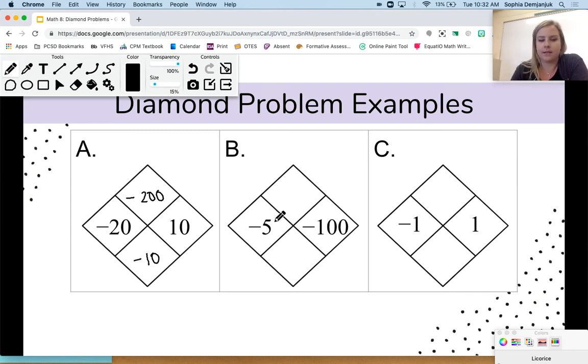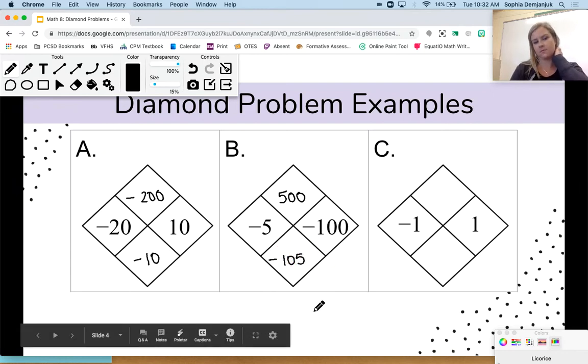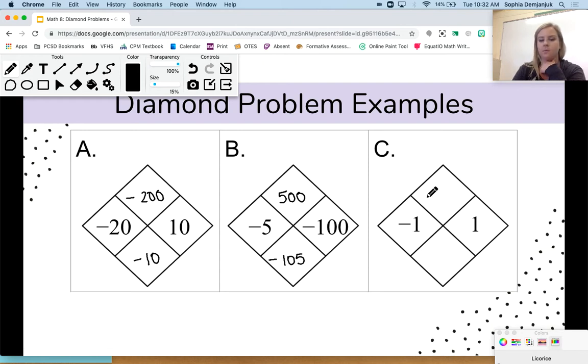Our next example is we have negative 5 times negative 100 to get the top. Negative times negative turns positive. 5 times 100, 500. And then the bottom, I have to add these two pieces. Negative 5 plus negative 100. Same sign, stays negative. 105. And then our last example of the easy problems, negative 1 times 1 multiplies to be negative 1. Negative 1 plus 1 adds up to be 0.